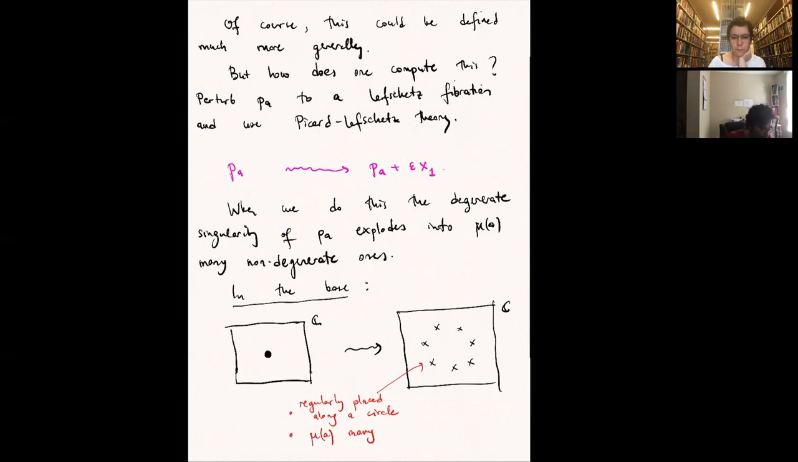Now let me draw what happened, not for critical points, but for critical values. In the base of the map P_A, I had just one very complicated singularity at the origin. Now that fat singularity explodes into some simple singularities. For this particular perturbation, they're placed on a circle, kind of regularly along it, so the angle difference between adjacent ones is the same for all of them. And there are Milnor number many of these critical values.